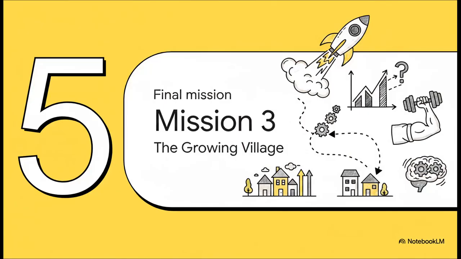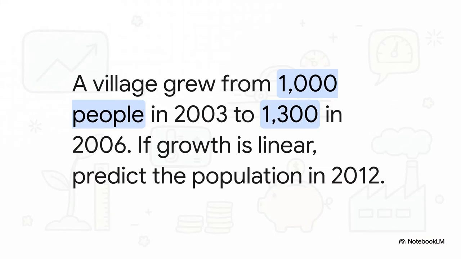Okay, you ready for the final mission? This one's a little trickier because we aren't just given the rate of change. We have to find it ourselves. This is where you really level up your skills. Imagine a small village. We've got 2 pieces of data. In 2003, there were 1,000 people. By 2006, that grew to 1,300. And here's the big clue. The growth is linear, which means it's constant. Our mission is to predict what the village's population will be in the year 2012.